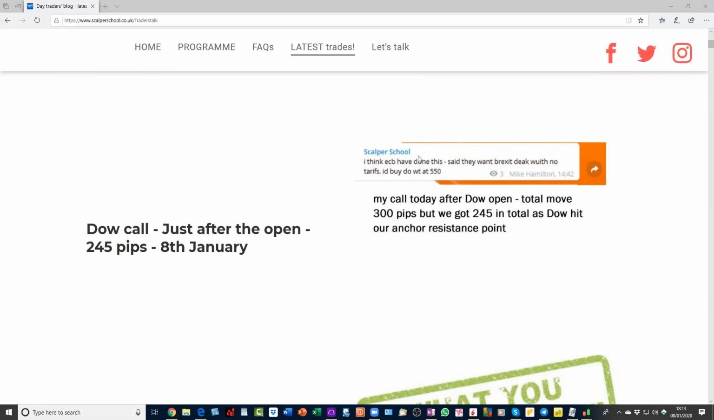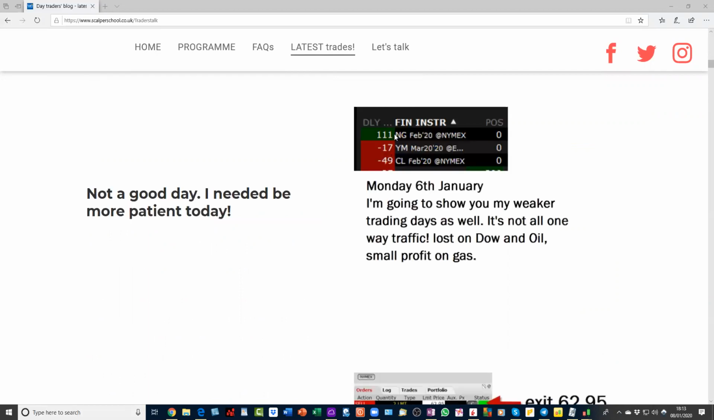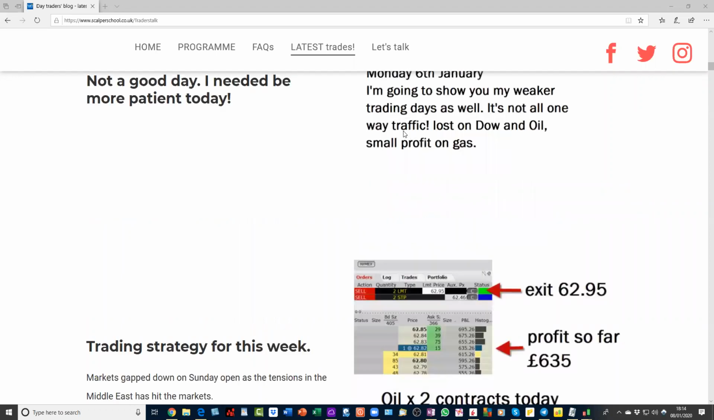Posted that just after the room. I don't always make it. Yesterday was very choppy. This was Monday, the 6th of January. Made a little bit of profit on the gas, minus 17 on the Dow, so messed up. Didn't capture the main move there, and a little loss on the oil as well.